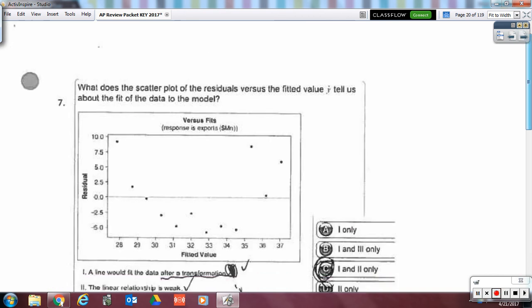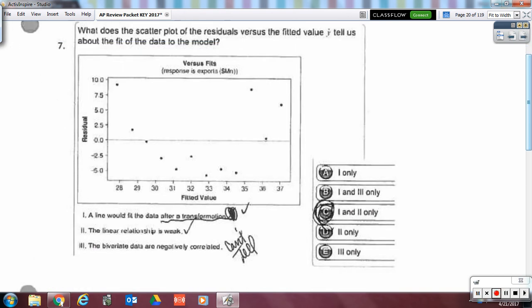All right, moving on. On this picture, this is again your residual plot. We can see there's a pattern in the residual plot. Therefore, the linear model is not really appropriate. Because of that, we know that the linear relationship is weak. It would have had a weak correlation, R value. And I'm sure you would be able to find a better fit if you had done a transformation.